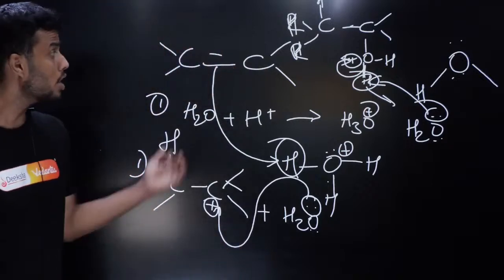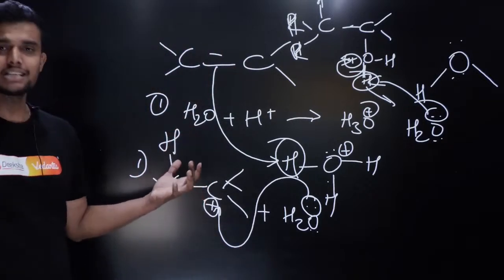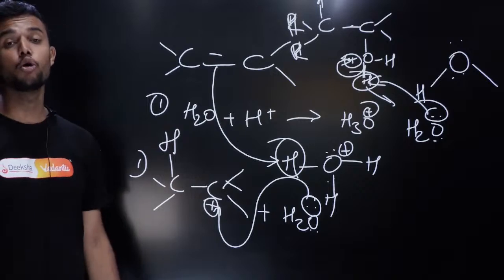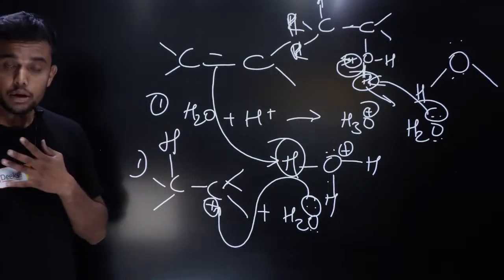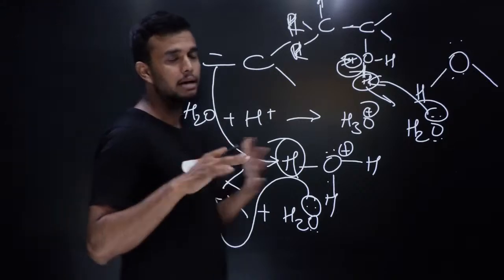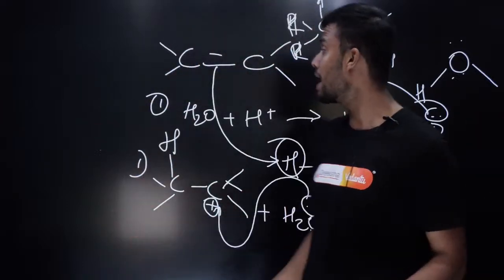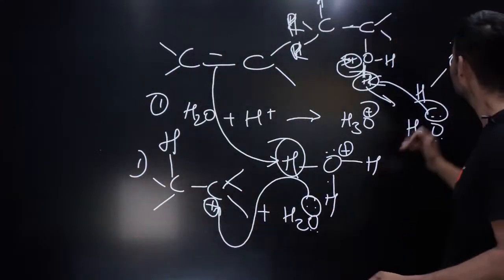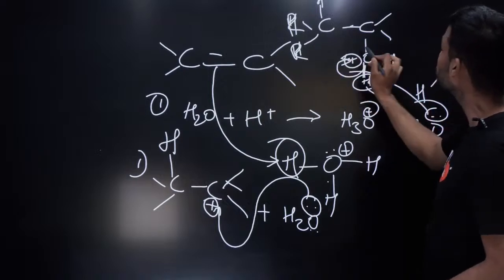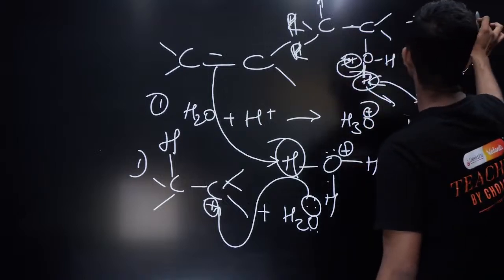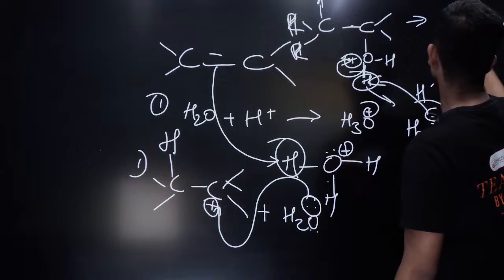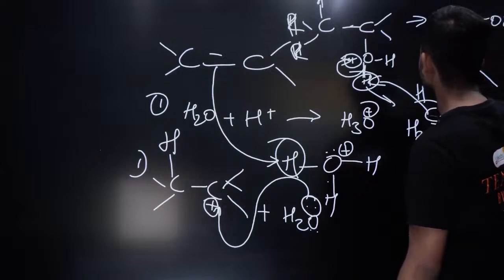That oxygen says, okay, you go right, you just leave. Give that entire lone pair to me. If you give that lone pair, then I become stable. That's why the deprotonation happens. Then this entire bond moves towards oxygen, and finally we obtain alcohol from ethene.